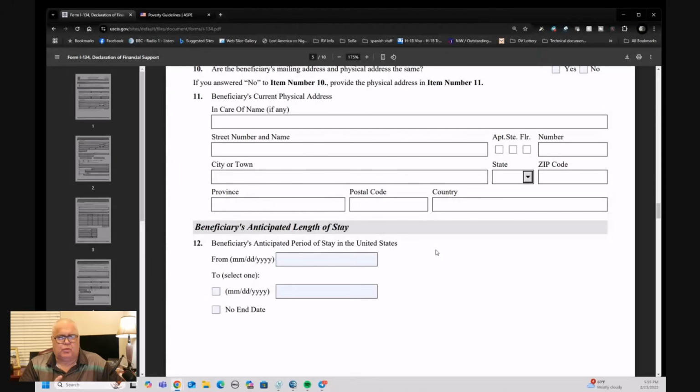Put in 7/1/2025. Okay, and then the anticipated period of stay, because this is a permanent period of stay, you would put no end date. You would select the choice for no end date. Okay, so choose kind of a random date. The first.